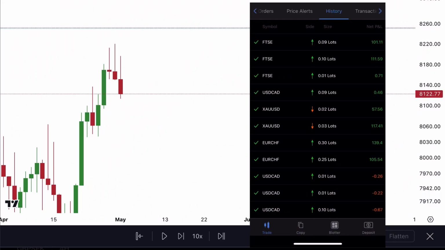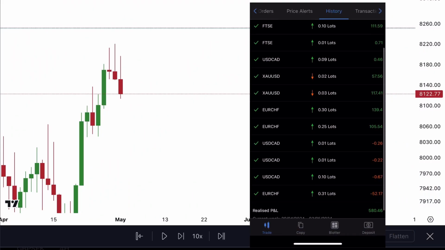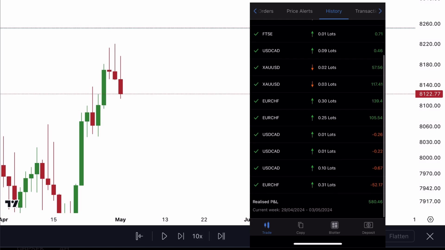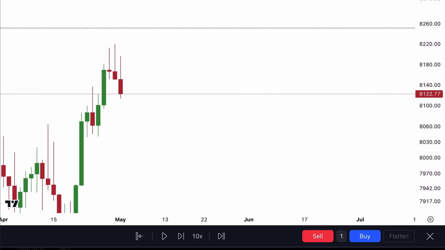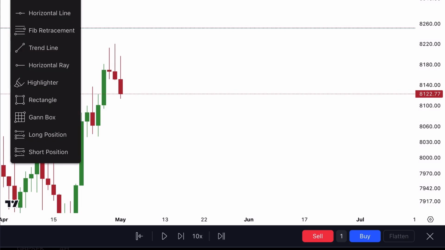I ended the week with a profit of $580. As you see, all my trades were either TP or break even except for the Euro CHF, but I will break down why I ended up taking this trade and how it ended up being a loss. Start off on the daily time frame.